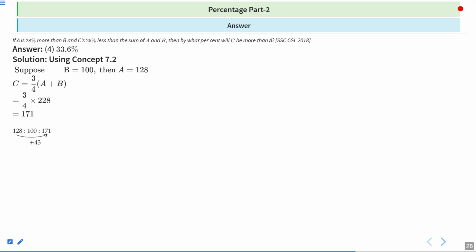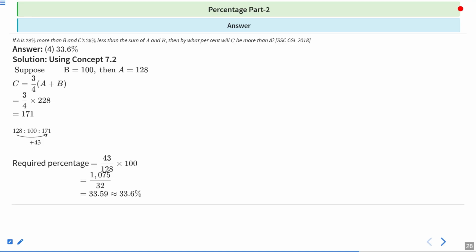So we can clearly see the difference between A and C, which is 43, because A is 128 and C is 171. So the difference between them is 43. So what will be the percentage change? The percentage change is 43 with respect to A. So the value of A is 128. So 43 upon 128 multiplying by 100. When we simplify, we get 1075 upon 32, which is equal to 33.599, approximately 33.6%. So fourth is the correct answer.